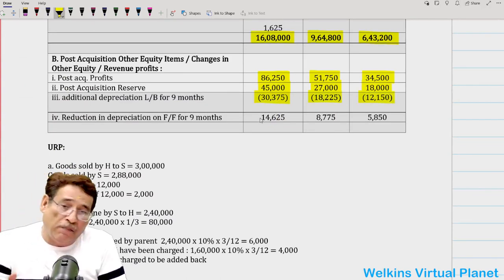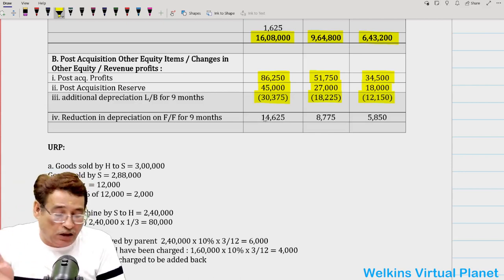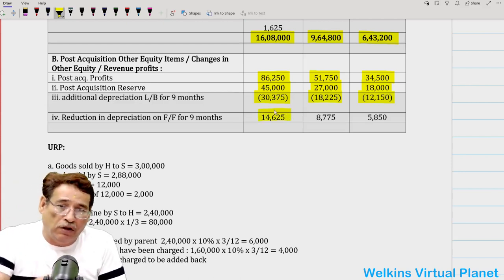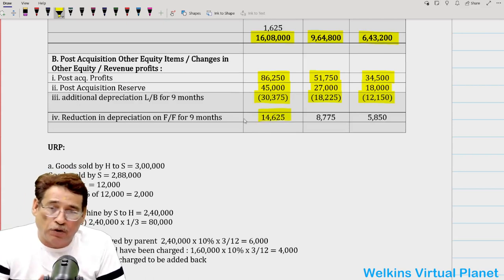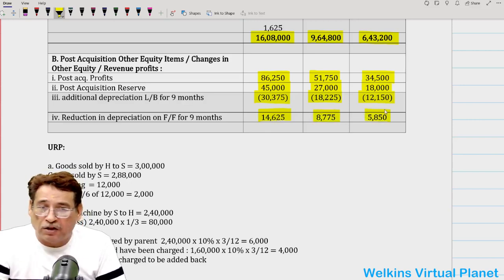Similarly, reduction in depreciation, 1 month we will take in the upper part, and 9 months we will take towards the lower part, that is considered as post-acquisition. Additional depreciation, reduction in depreciation, which is a gain to us. Our share is this much, minority share is this much.